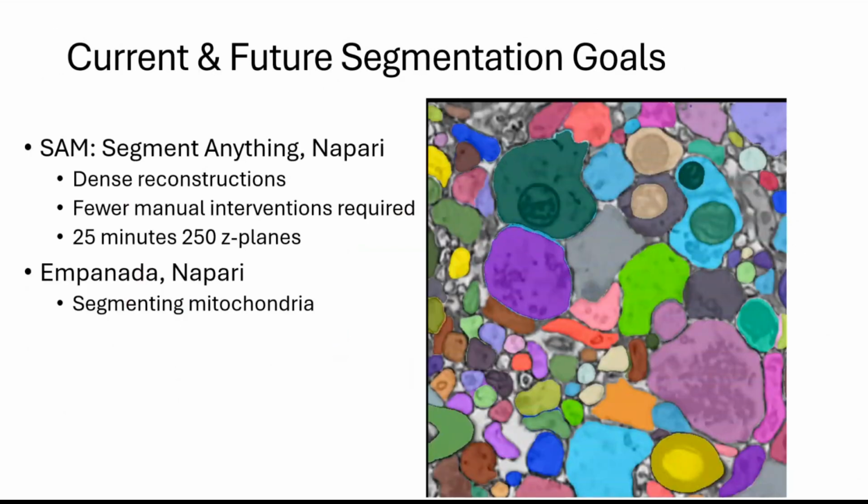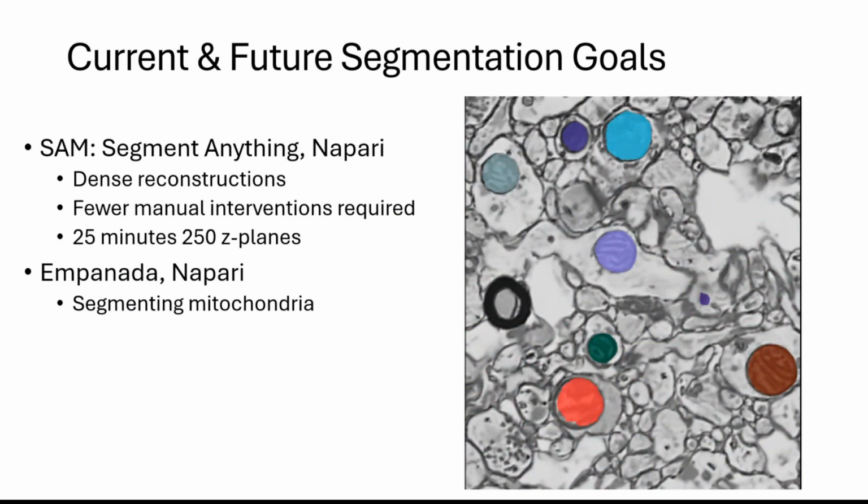We definitely have current and future segmentation goals. Again, many of these have been presented already. The Segment Anything model is much, much faster. It still requires cleanup, and Empanada for segmenting mitochondria does a pretty good job. Again, it requires some cleanup, but it's a lot easier.